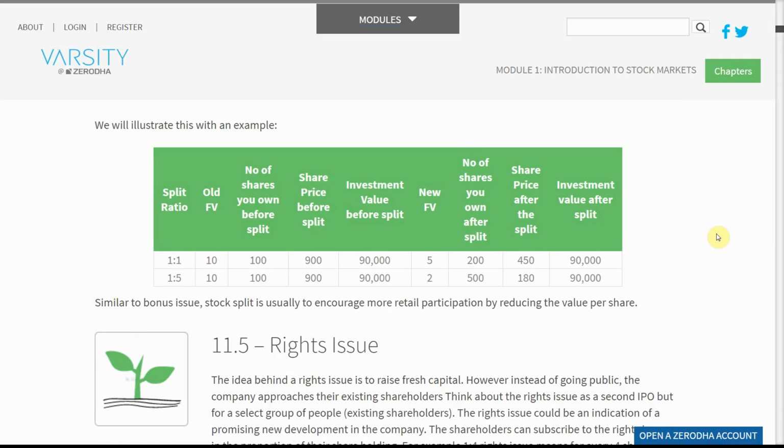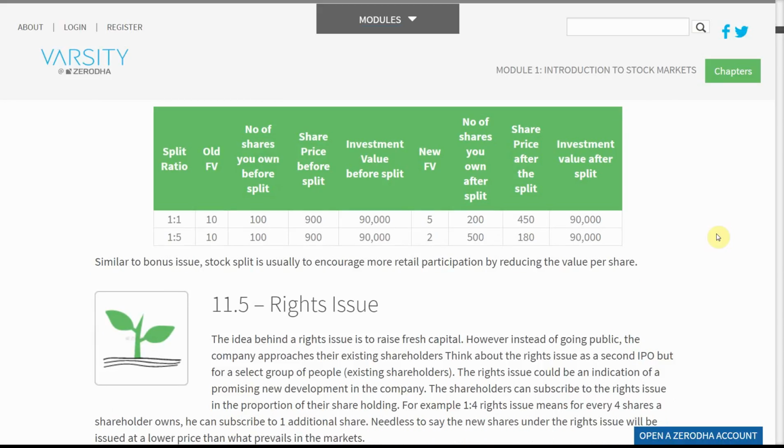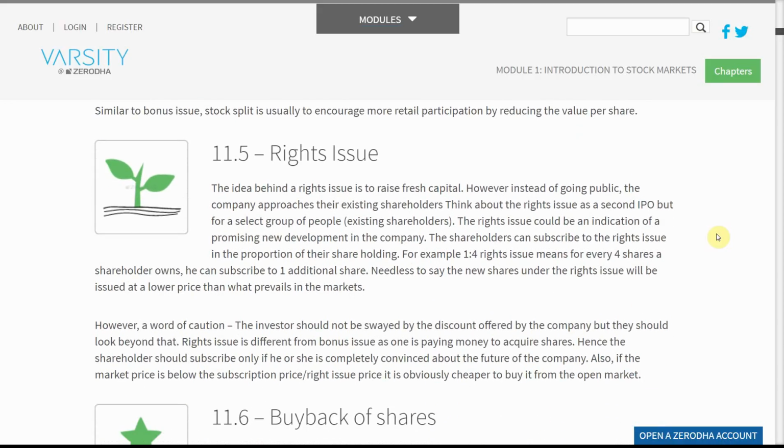11.5 Rights issue. The idea behind a rights issue is to raise fresh capital. However, instead of going public, the company approaches their existing shareholders. Think about the rights issue as a second IPO, but for a select group of people, existing shareholders.